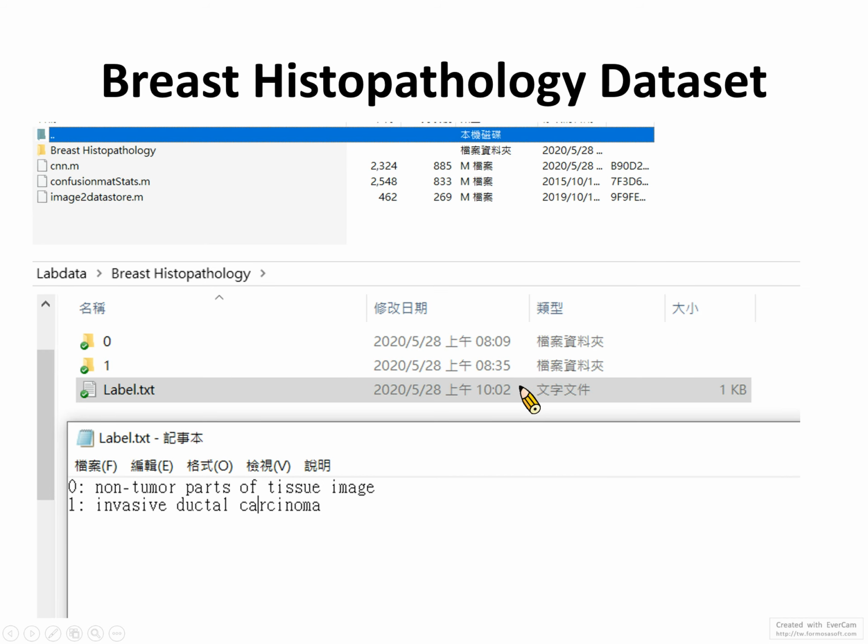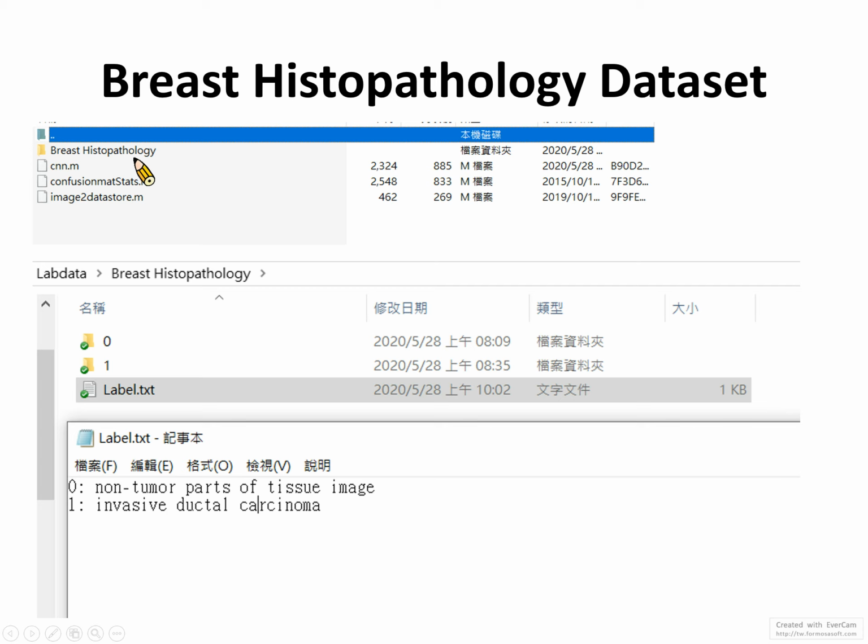Okay, so if you download these small data sets from the email or our laboratory website, then you should be able to find a directory called breast histopathologies and also some MATLAB codes. These codes I will provide to you to do the CNN training.